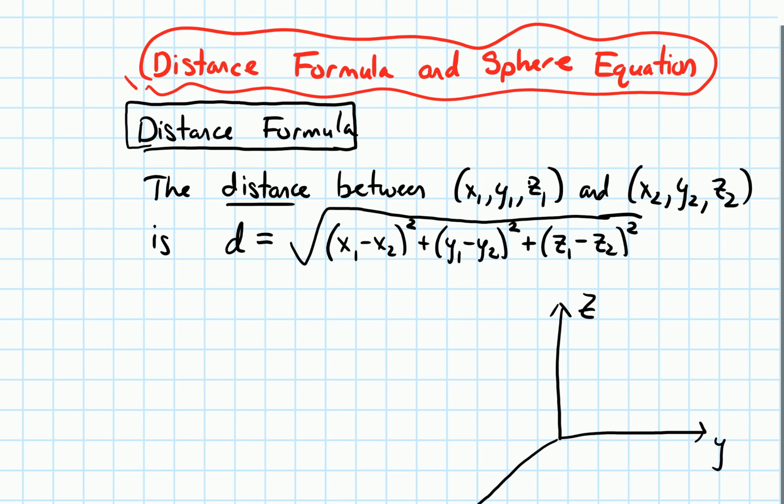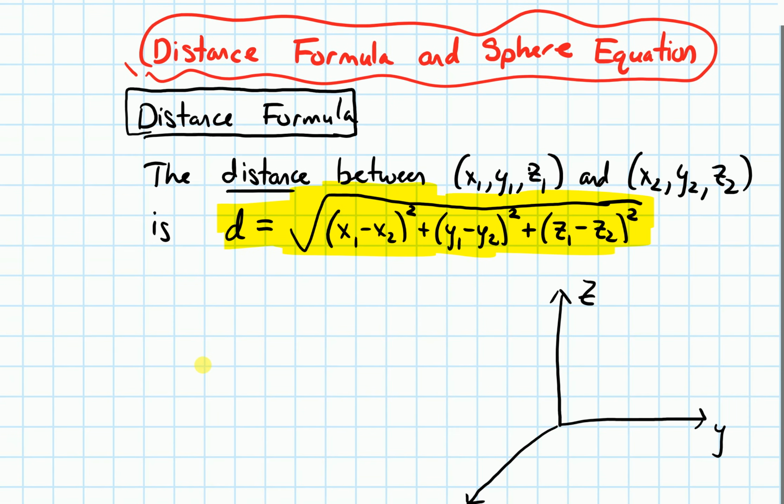And it doesn't matter the order that I do the subtraction, whether I do the first x coordinate minus the second one, or the second one minus the first one, because when we square it, we'll get the same thing regardless. Okay, so I'm going to highlight this. So this is our distance formula in 3D space. Okay, so let's draw a picture.